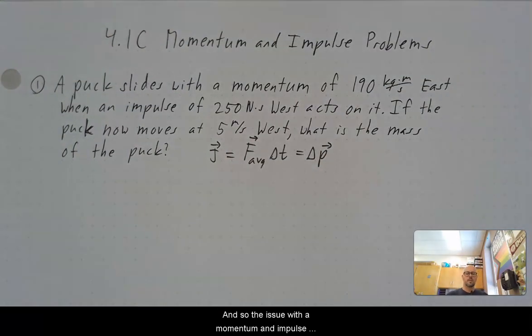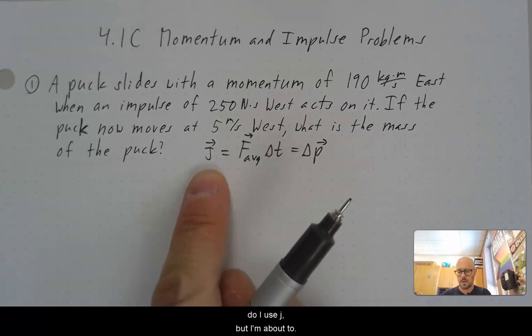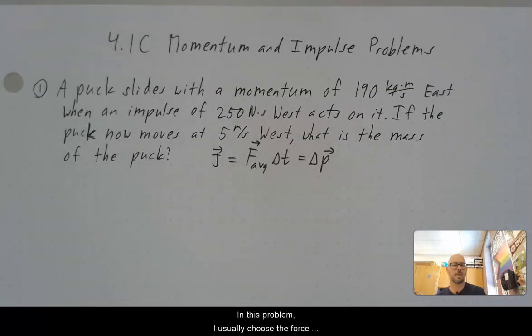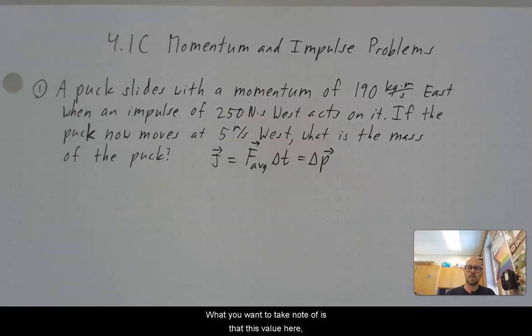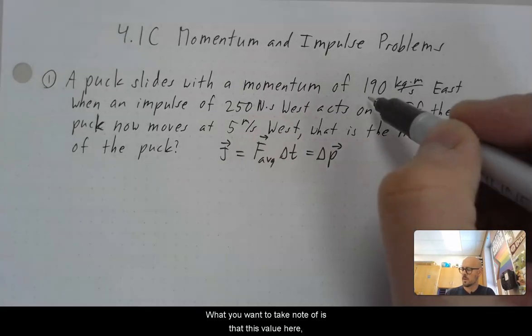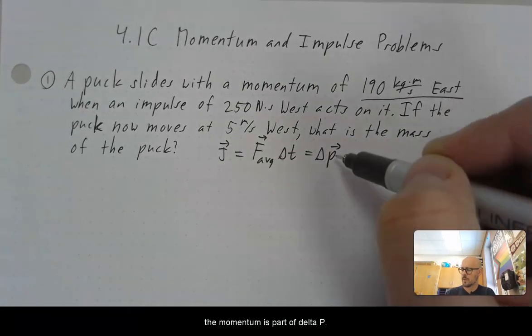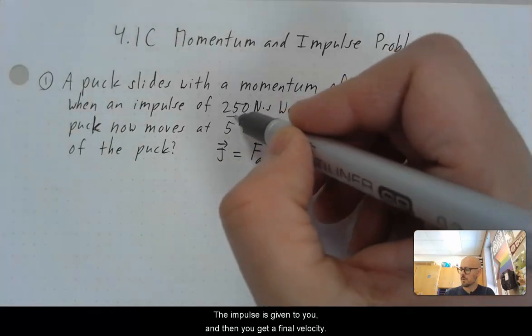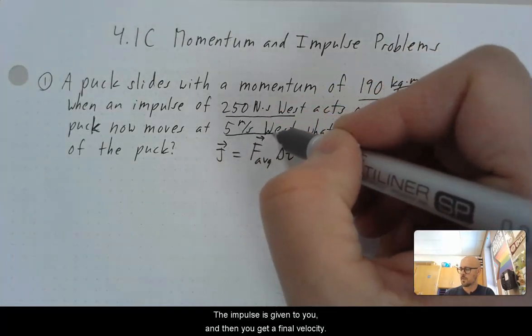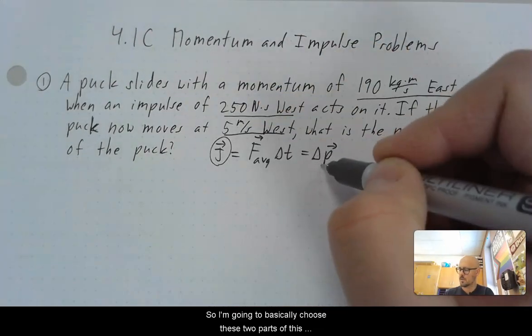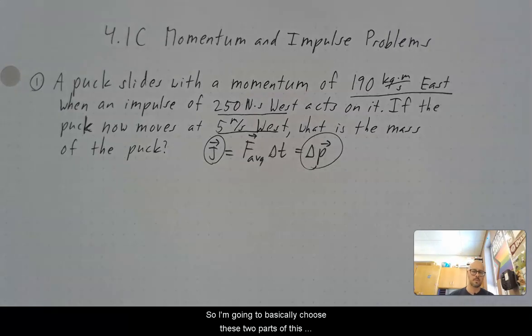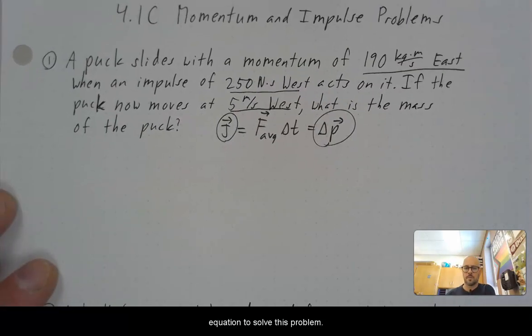And so the issue with a momentum and impulse problem is deciding how to use that equation. Rarely, if ever, do I use J, but I'm about to in this problem. I usually choose the force times time and the delta P. What you want to take note of is that this value here, the momentum, is part of delta P. The impulse is given to you, and then you get a final velocity, and velocity is related to momentum also. So I'm going to basically choose these two parts of this equation to solve this problem.